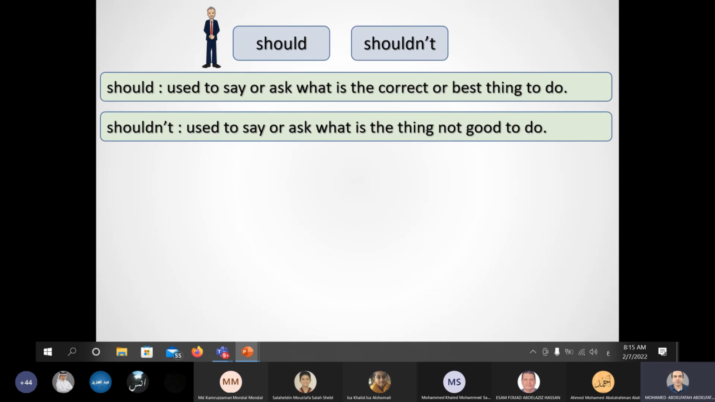Okay? So, when we use should or shouldn't, you have to use the infinitive or the main verb after them. Again, this is important. After should or shouldn't, we use the base form of the verb, the infinitive form of the verb. For example, you should go, you shouldn't go. You should listen, you shouldn't listen, and so on.